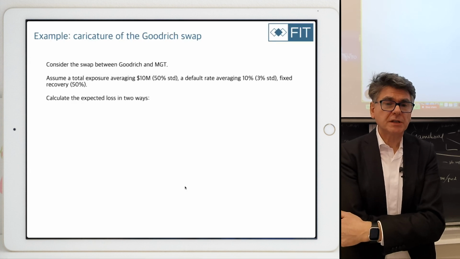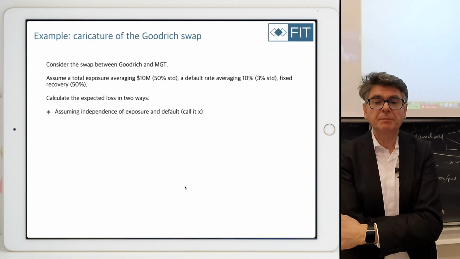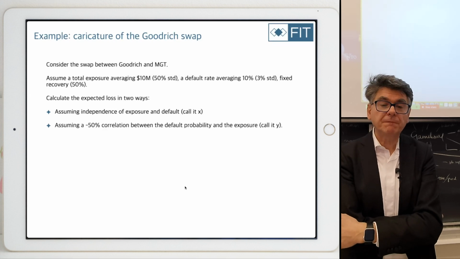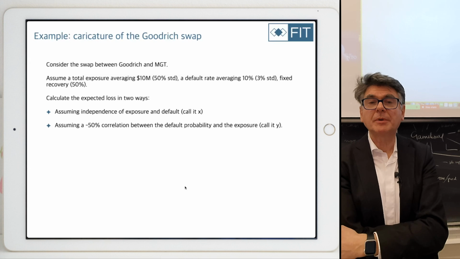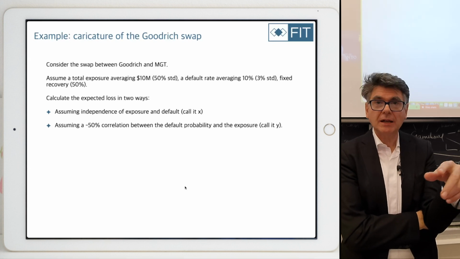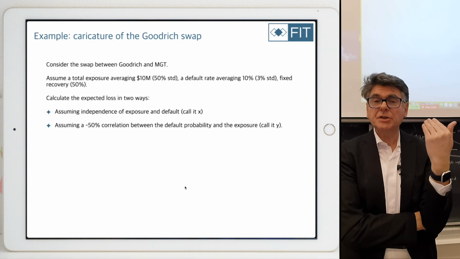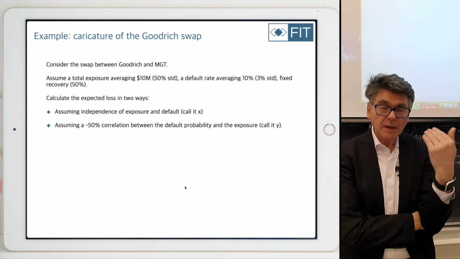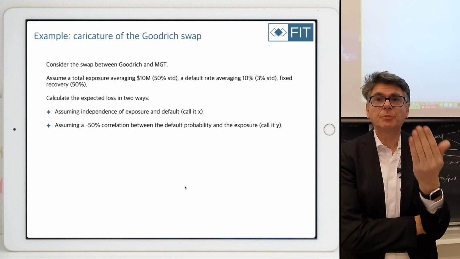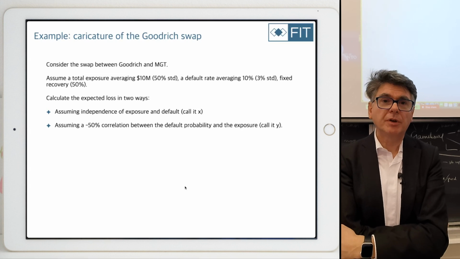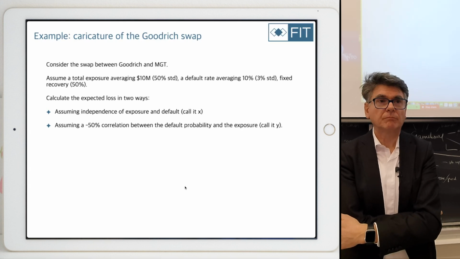I want you to calculate the expected loss in two ways. One is assuming independence of exposure and default, as before, call it X. And the other one is assuming a 50% negative correlation between default probability and exposure, which I remind you is what made this deal possible. That consideration that if rates go down, Goodrich credit quality will improve. And that translates into precisely this relationship between exposure and default. Remember that? We discussed that at the beginning of class last week.